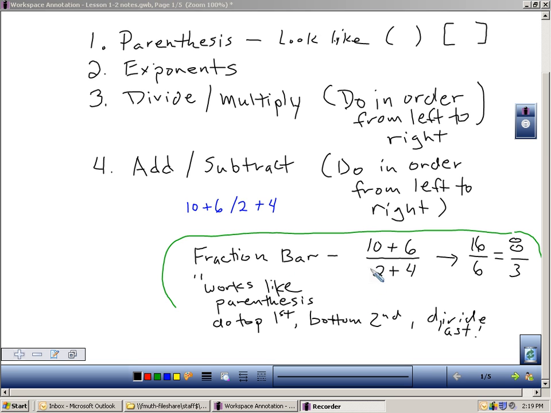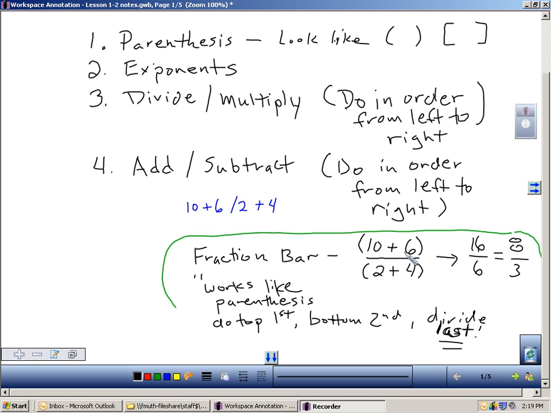When you see a fraction bar, like here's an example, 10 plus 6 over 2 plus 4, a fraction bar works like parentheses, okay? What I mean by acting like parentheses is that you have to do everything in the numerator first, do everything in the denominator second, and you can't divide until the very end. That's why I put here divide last.